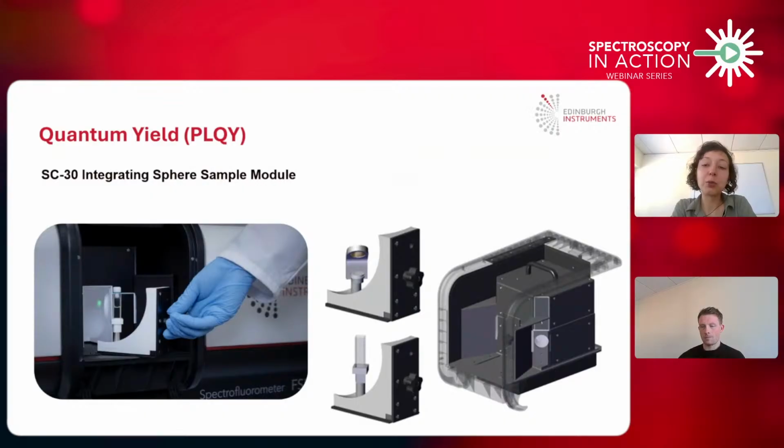In the FS5, quantum yield measurements are performed in the SC30 sample module. This is a plug-and-play sample module that incorporates an integrating sphere inside it, and this sphere has a drawer, so you can put both cuvettes and solid samples in there. I think it's easier to see it in the video, so I'm just going to move on to the next and final video where Tom is going to show how to use the SC30 to measure the quantum yield of our perovskite quantum dot.